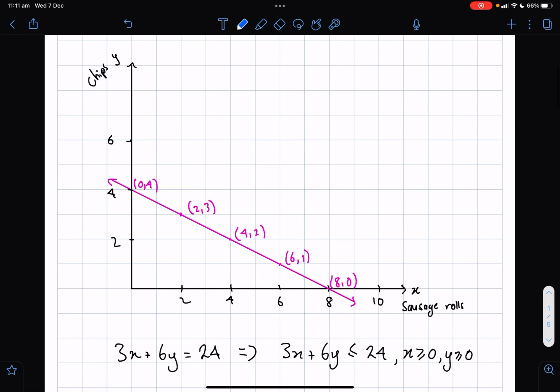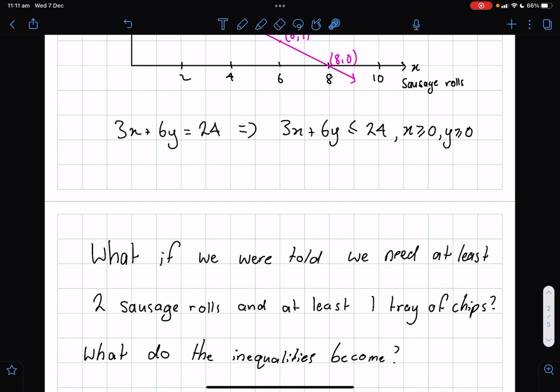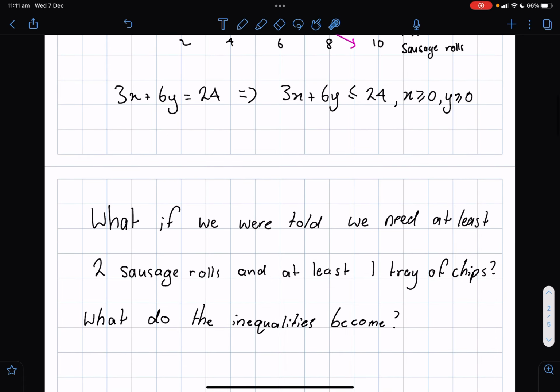So remember, this is our, that's a drawing, there we go, laser. So chips is my y, sausage rolls are my x. And we have these three conditions here. So 3x plus 6y has to be less than or equal to 24. That's this line here. And x and y both have to be greater than or equal to 0. But what if we were told that we need at least 2 sausage rolls and at least 1 tray of chips? What do the inequalities in our shaded region become then?